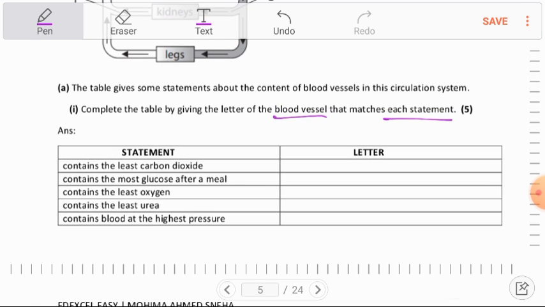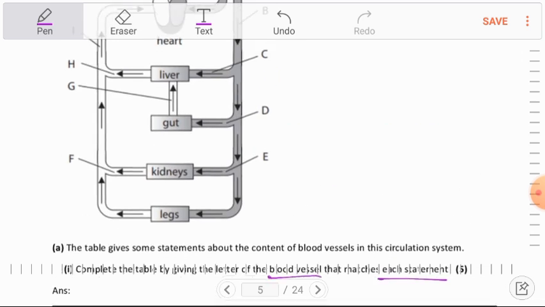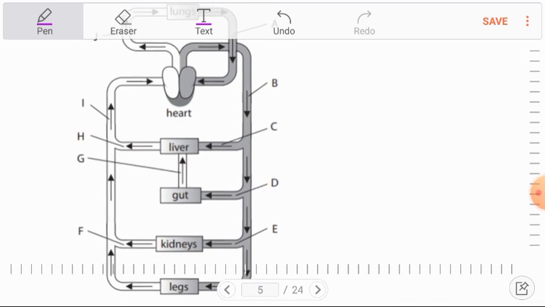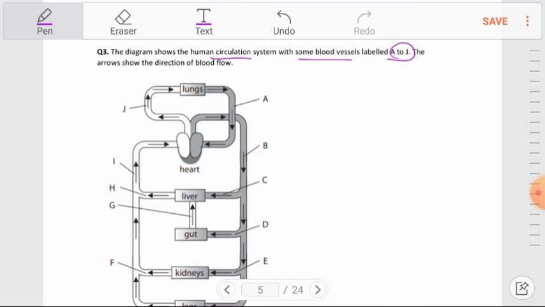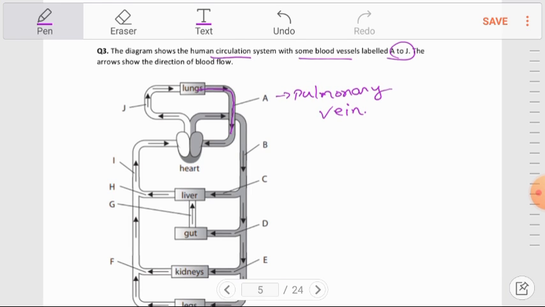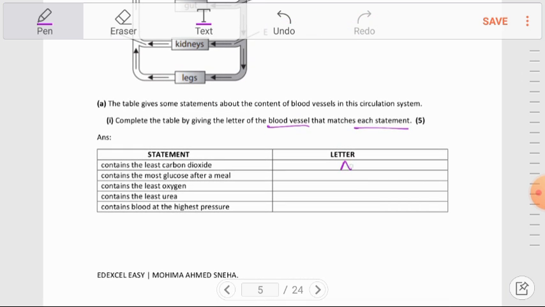First one says contains the least carbon dioxide. So contains the least carbon dioxide, it means that it has to be the pulmonary vein. And if we look at this diagram, here it comes from the lungs to the heart. So that means A is the pulmonary vein. So option A is the answer for the first blank, so it will be A.